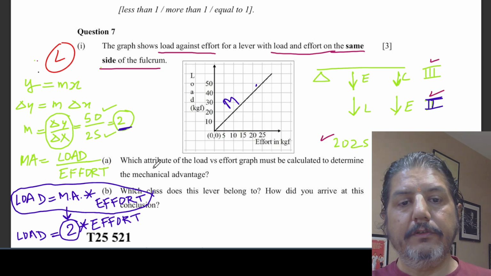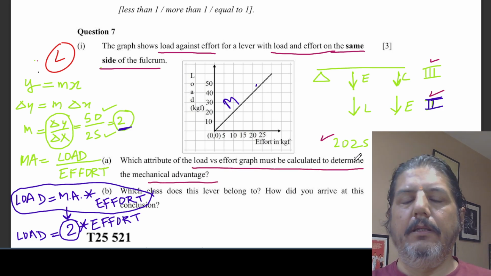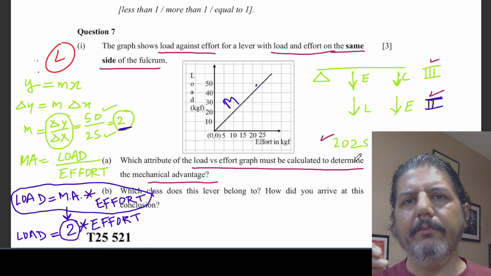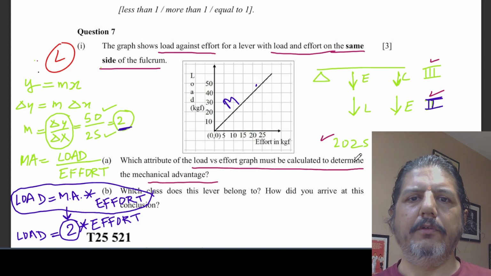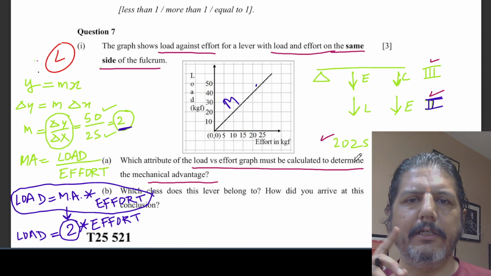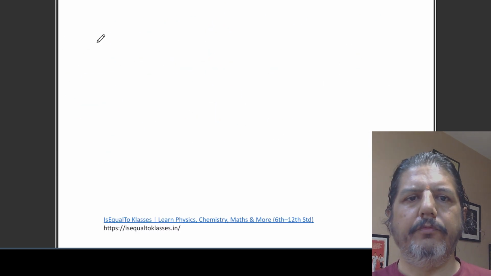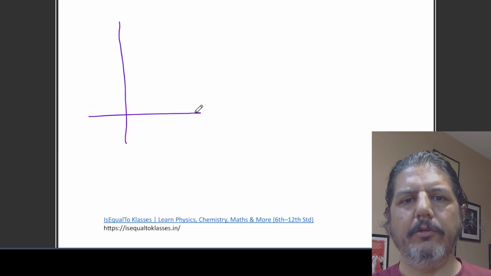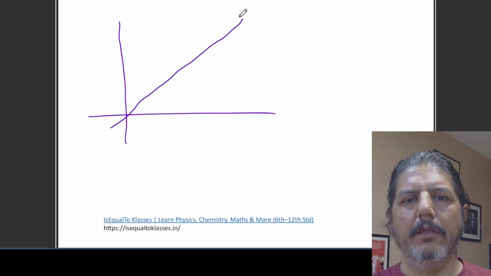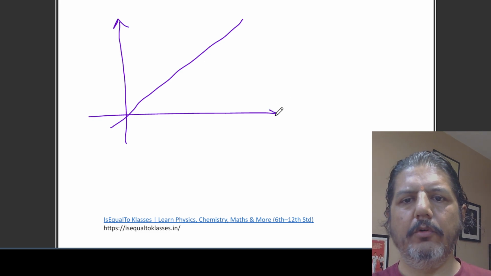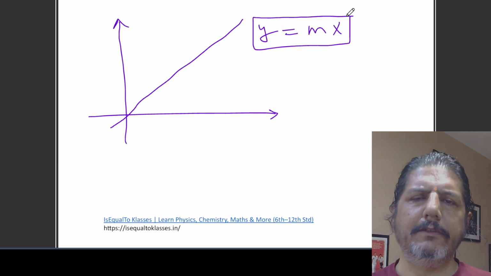So the first question is, which attribute of the load versus effort graph must be calculated to determine its mechanical advantage? Now, we require some mathematical background to do this kind of question. The first thing that you need to understand is that the equation of a line which passes through origin is given by y is equal to mx.